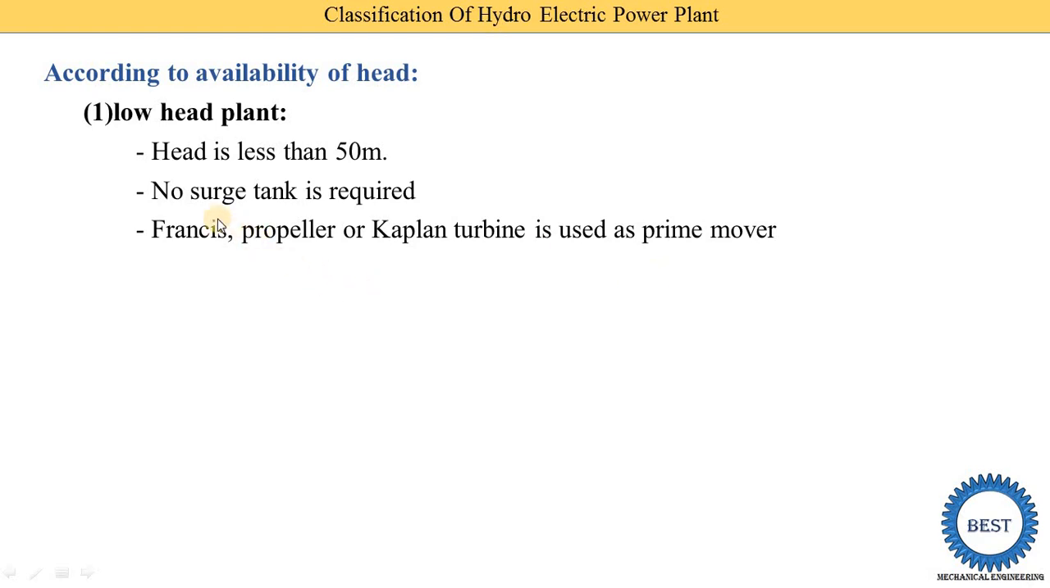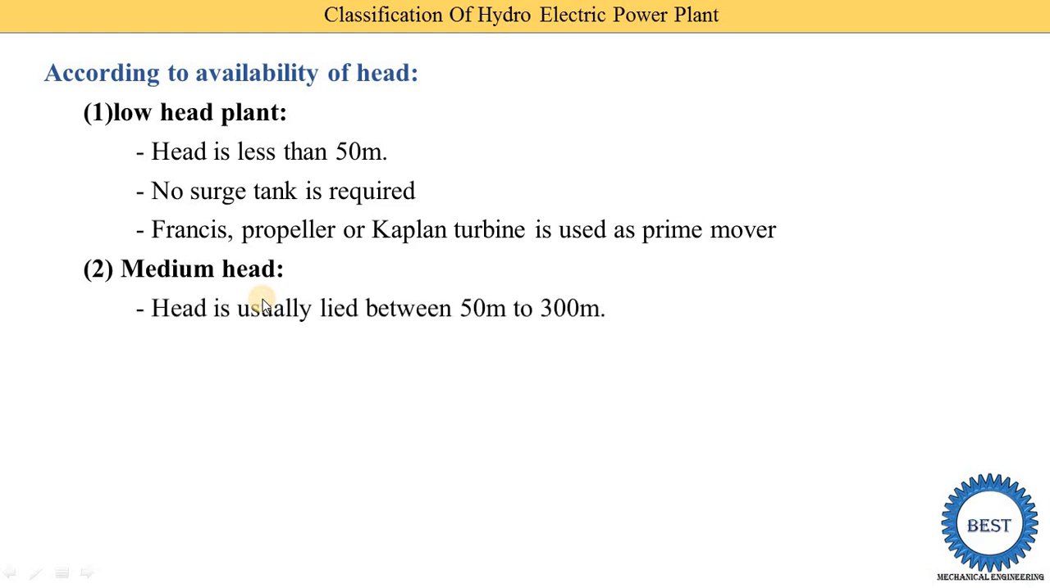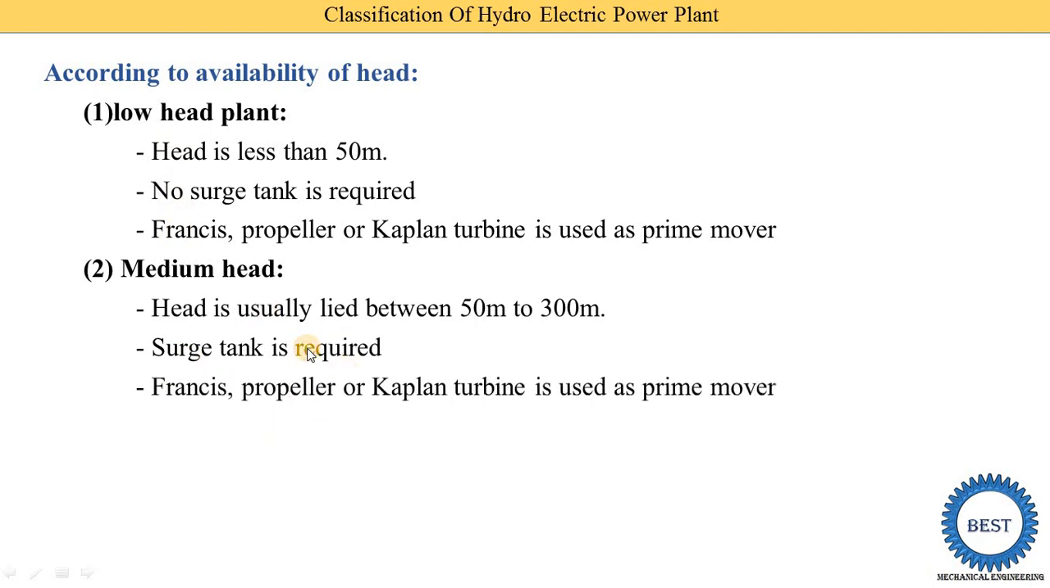These are the types of hydraulic turbines: Francis, propeller or Kaplan. They are the examples of turbines used in the low head plant. Another is the medium head plant. Head usually between 50 meters to 300 meters is called a medium head plant. Surge tank is required here, while in a low head plant no surge tank is required. Francis, propeller or Kaplan turbine is used as a prime mover in a medium head power plant.